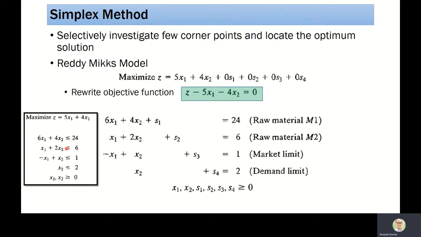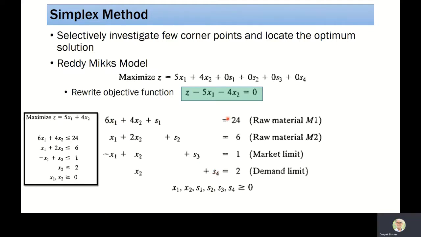Then equation number 2, again it is smaller than equal to type. We are adding another slack variable, s2. Then the third equation is also smaller than or equal to type. We are adding a third slack variable. And finally, again, it is a smaller than or equal to 2 constraint. We are adding another slack variable.